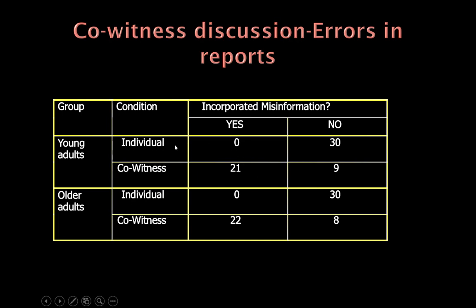Here you have an individual. They were interviewed individually, so they didn't hear the co-witness. They weren't contaminated. Did they incorporate the misinformation an hour later? No, they did not. All 30 of the people did not incorporate any kind of misinformation, which makes sense because they didn't hear any misinformation. But look at the co-witness condition. 21 of the 30 people incorporated some of the misinformation that they heard from the co-witness. This is a great example of co-witness contamination. And then again, the same thing happened with the older adults.